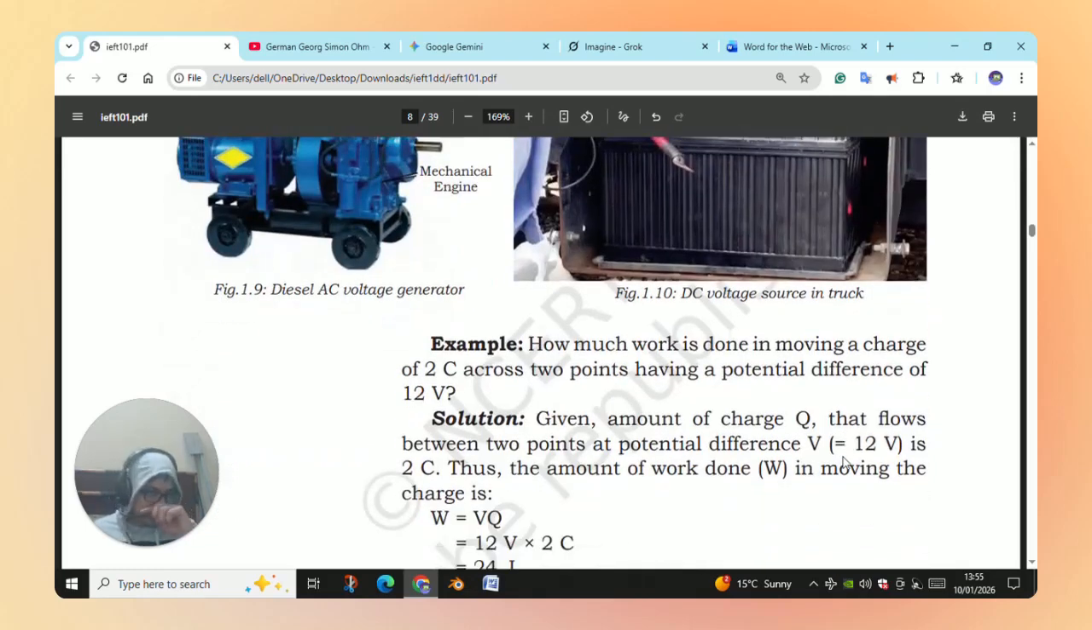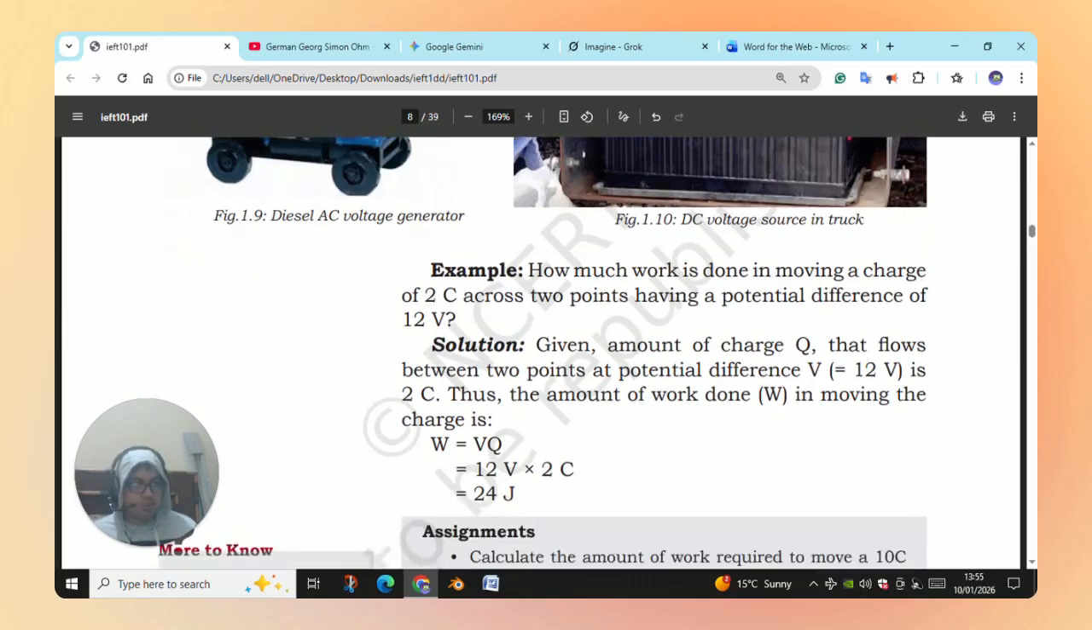Now example: how much work is done moving a charge of 2 coulomb across the 2 points having a potential difference of 12 volt? Solution: given amount of charge Q that flows between 2 points at potential difference V equal to 12 volt is 2 coulomb. Thus the amount of work done W in moving charge, W is equal to VQ, 12 volt into 2 C, 24 joule.